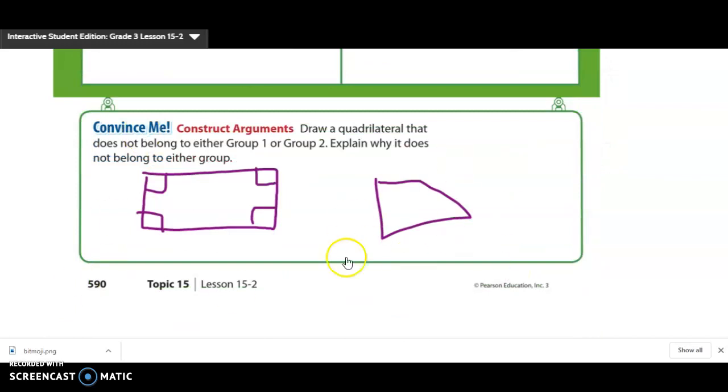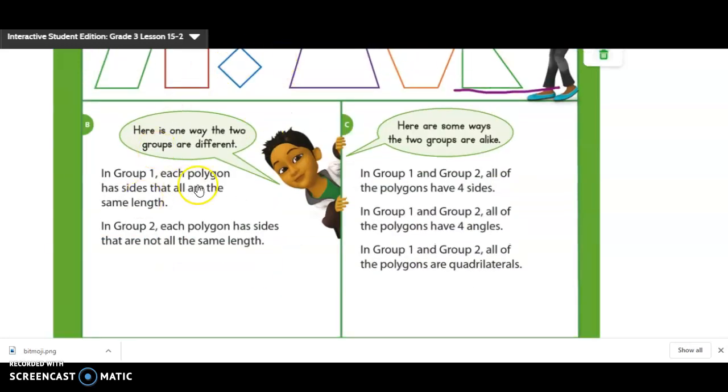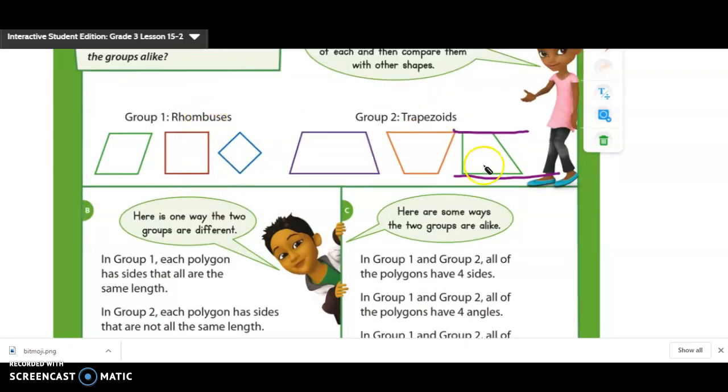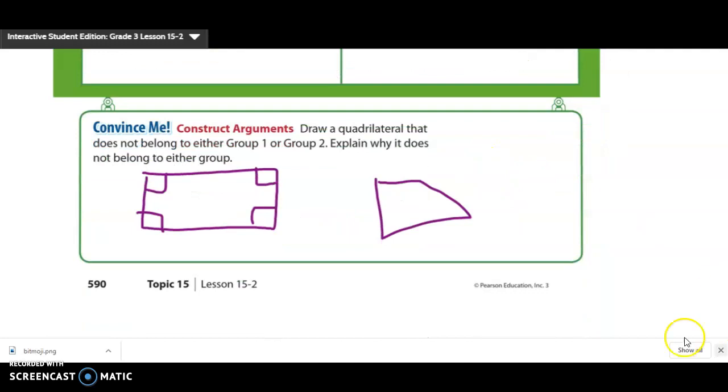There's a couple right answers to this one, but an easy quadrilateral that has a name is a rectangle, and it does not belong to either one of those groups. It's not a rhombus and it's not a trapezoid.